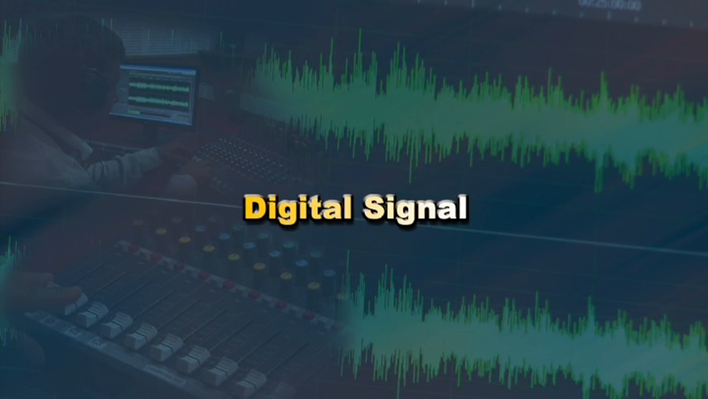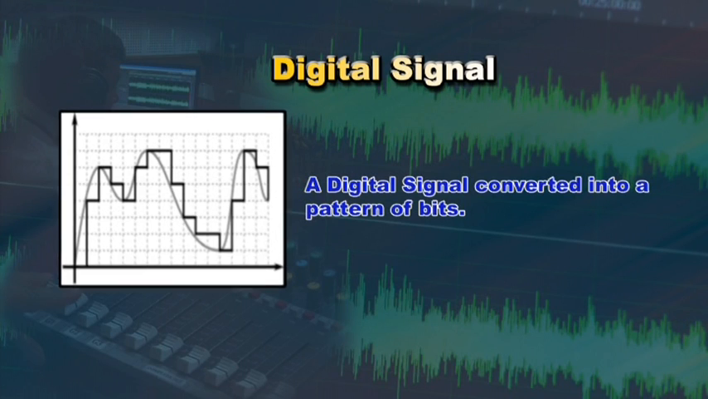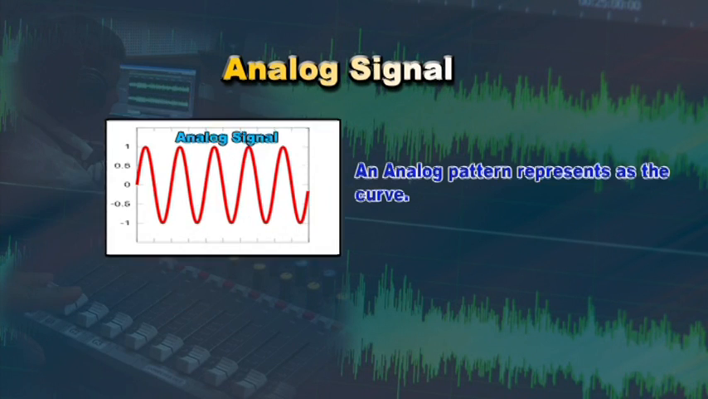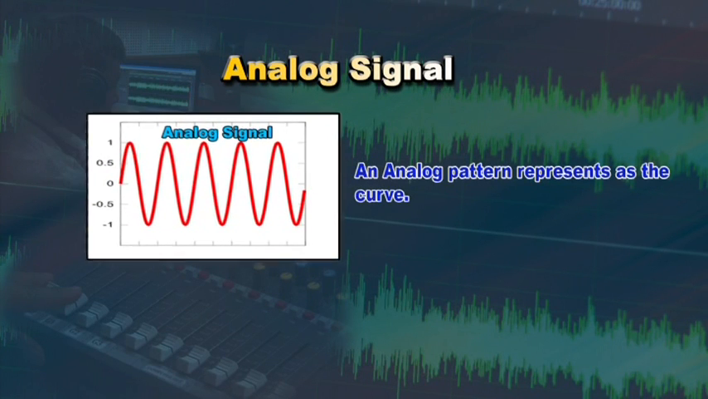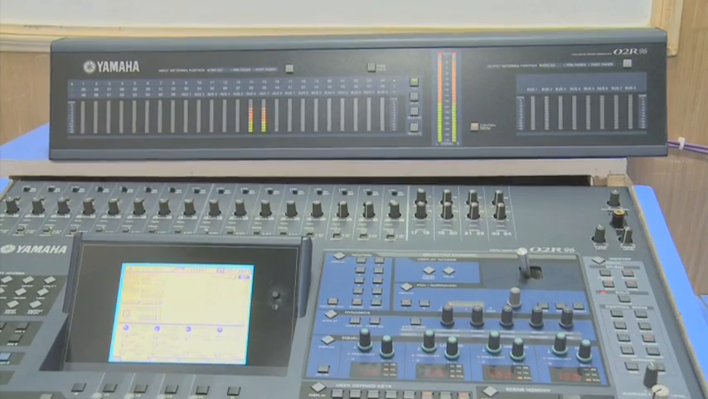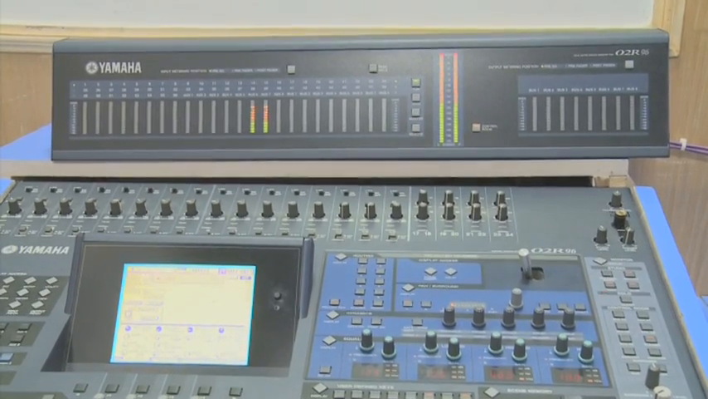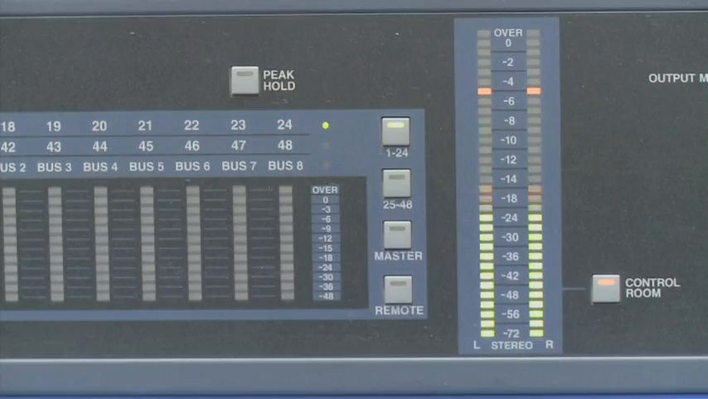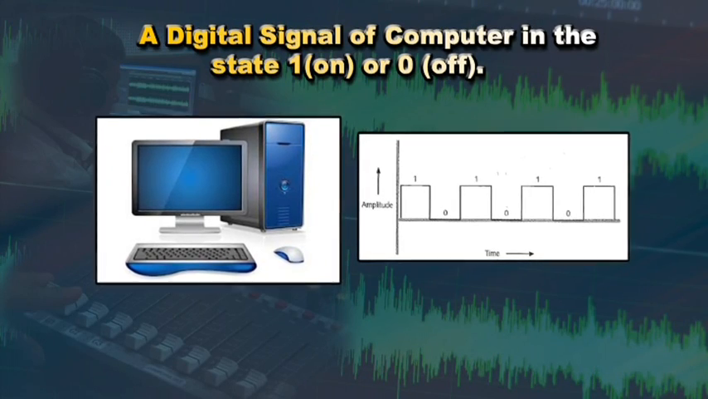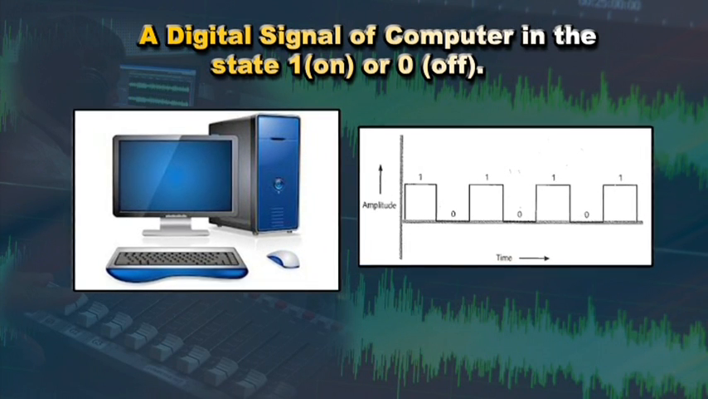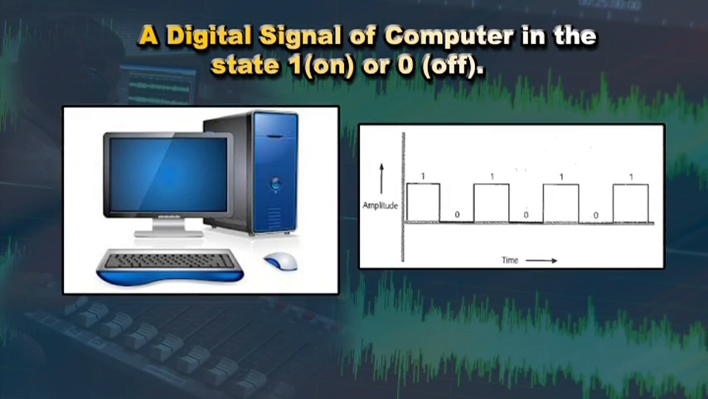Let's know about the digital signal. A digital signal refers to an electrical signal that is converted into a pattern of bits. Unlike an analog signal, which is a continuous signal that contains time-varying quantities, a digital signal has a discrete value at each sampling point. The precision of the signal is determined by how many samples are recorded per unit of time. A digital signal is easily represented by a computer because each sample can be defined with a series of bits that are either in the state 1 or 0.